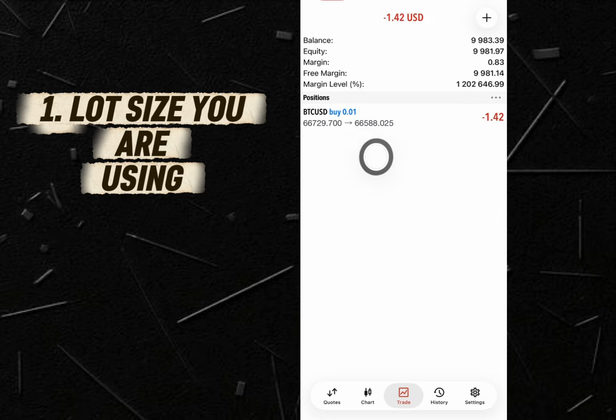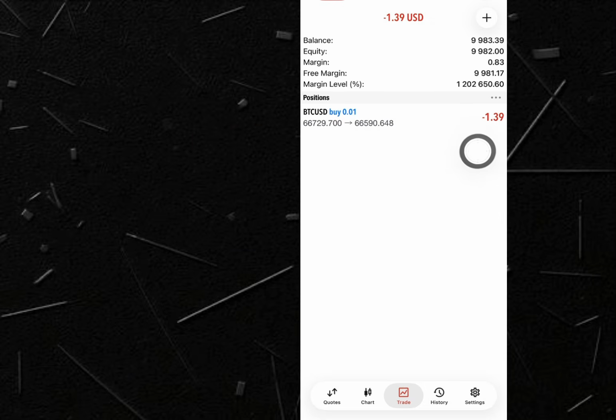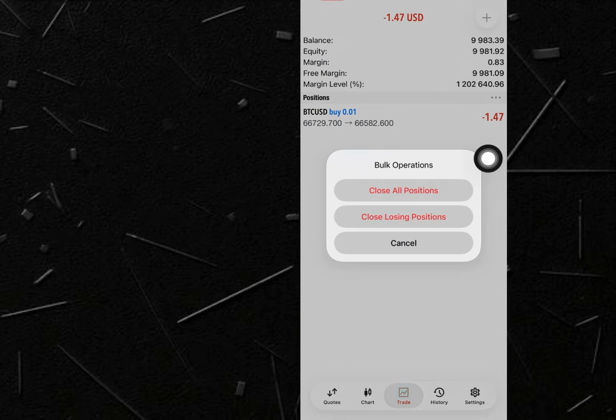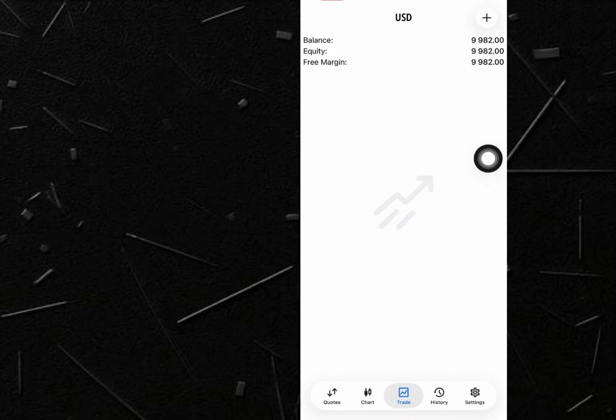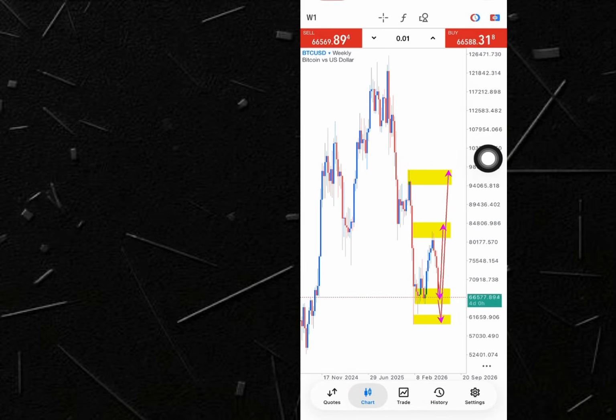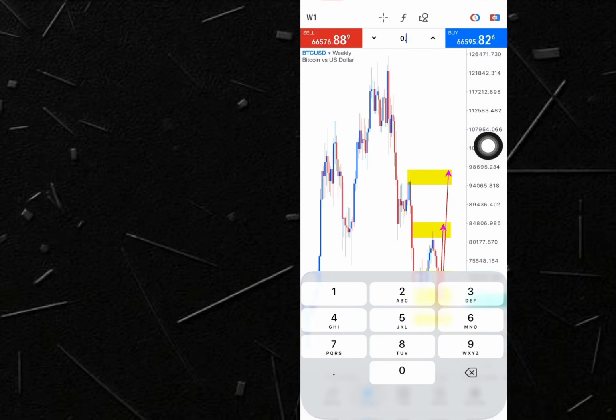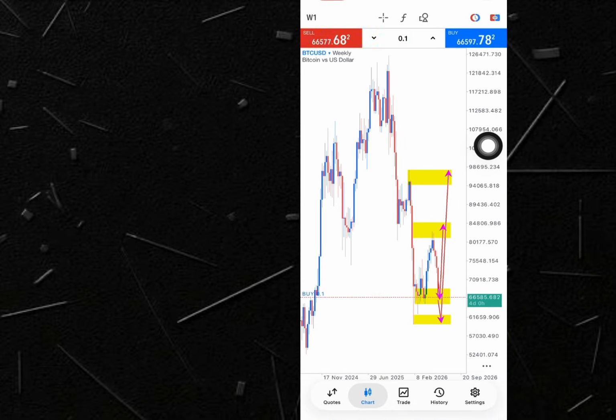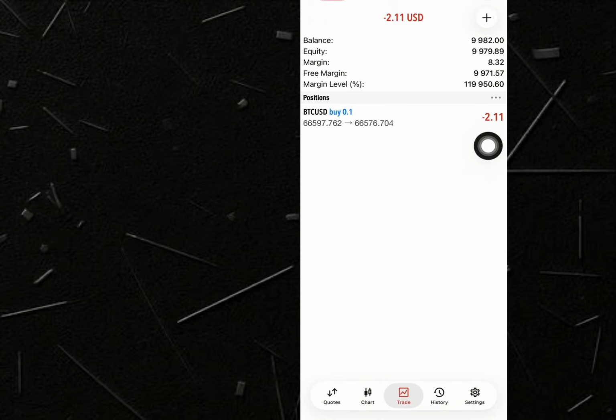Now using 0.01, you see you are not losing that much, right? But if we close this trade and say we want to use 0.1, this lot size here is very, very big. So you see, if you are losing, you are going to be losing very fast. That is what they are telling you when they say manage your risk.